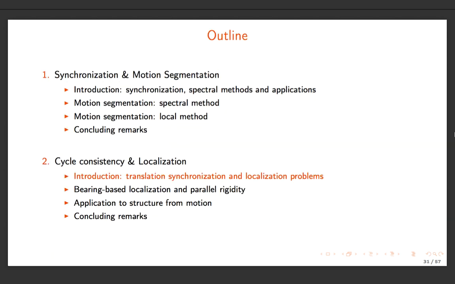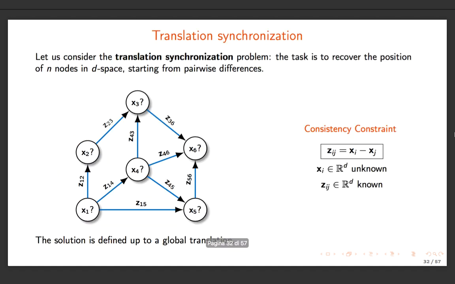Now I will move to the second part of my talk, that concerns cycle consistency and localization. I will start with a brief introduction to localization problems and translation synchronization. The task of translation synchronization is to recover the position of n nodes in this space, starting from pairwise differences, as stated by the consistency constraint. Observe that the solution is defined up to a global translation.